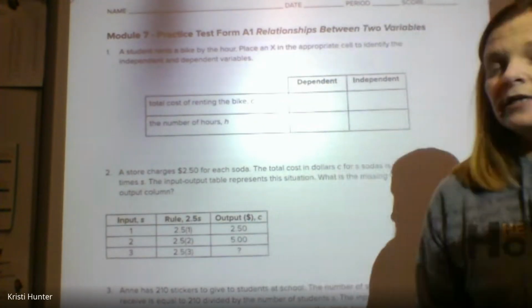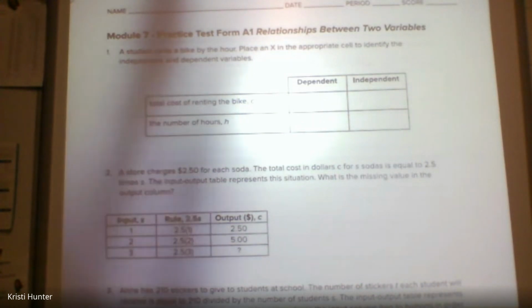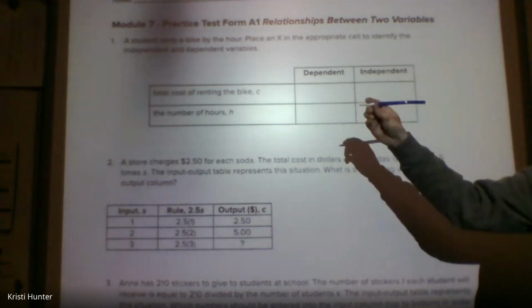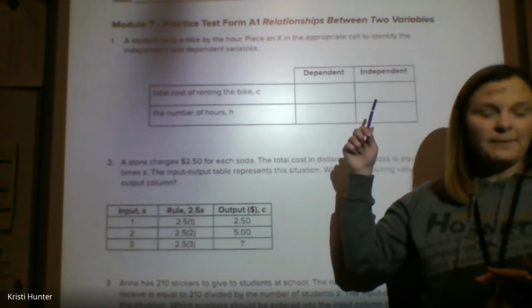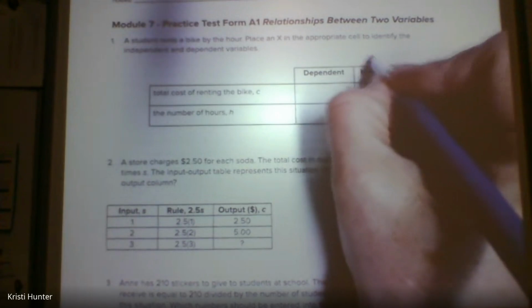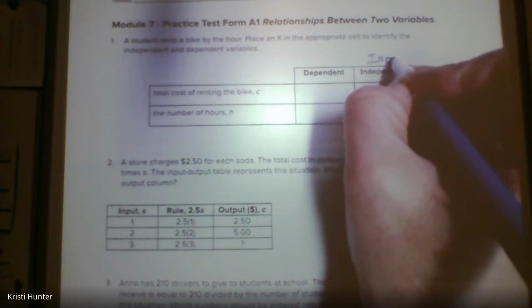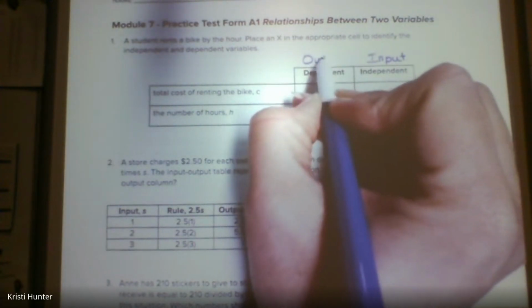All right. So I'm going to go over this practice test for Module 7, and hopefully my document camera holds out here. So first question is where we're working on the independent and dependent variables. So remember, the independent variable, that was the input, like what can go in the equation. The dependent variable, that was the output, what came out of the equation.